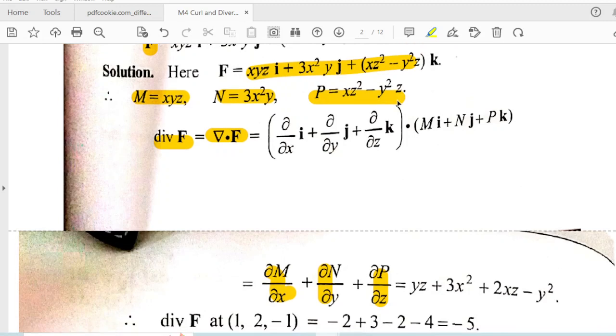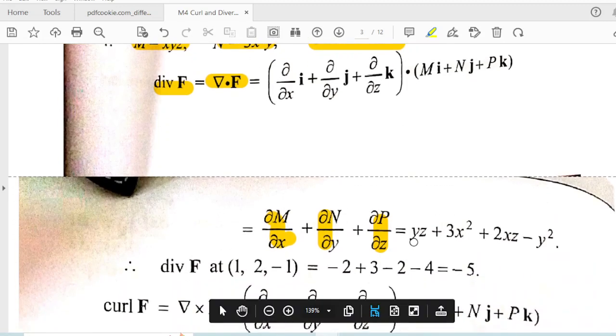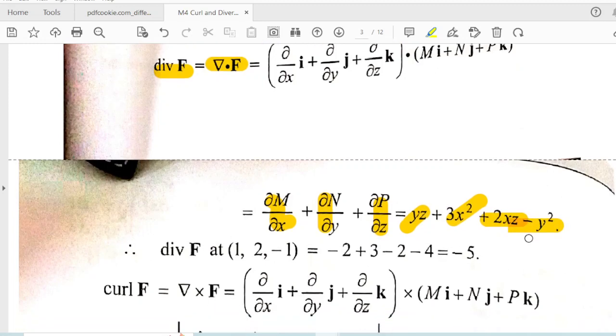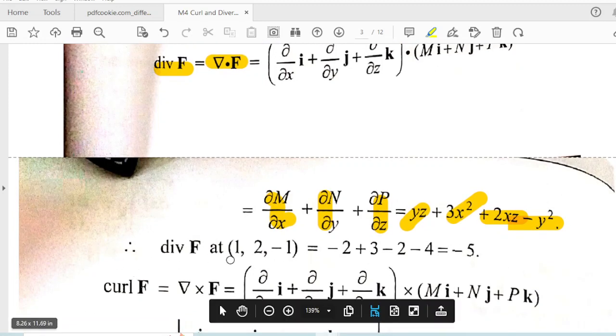So partially differentiating m with respect to x, you will get yz. Dou n by dou y, you get 3x square. Dou p by dou z, we get 2z square minus y square. Now we have to find divergence at the point 1, 2, minus 1. So in this you'll be putting x equal to 1, y equal to 2 and z is equal to minus 1. When you put these values, we get the answer minus 5.